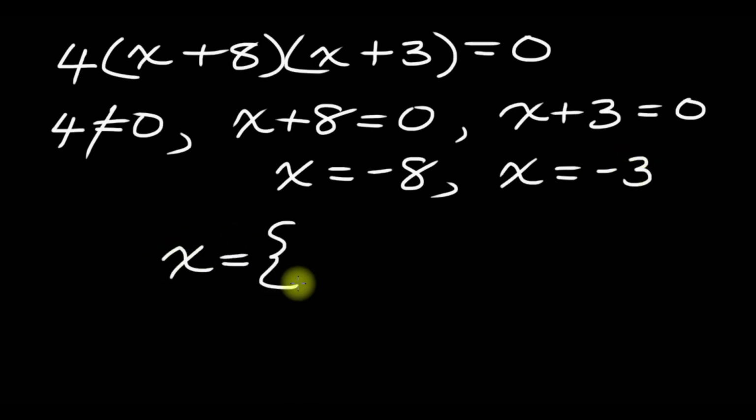Then you finish this up by writing it in the solution set. So x equals the solution set, negative 8 and negative 3. That's how you solve quadratic equations by factoring.